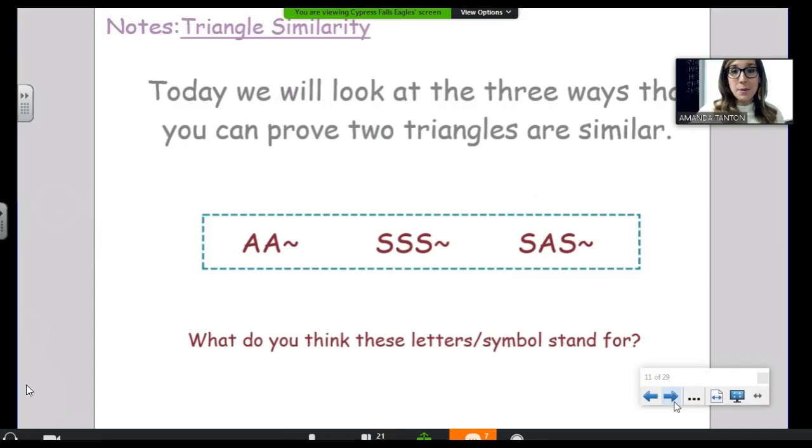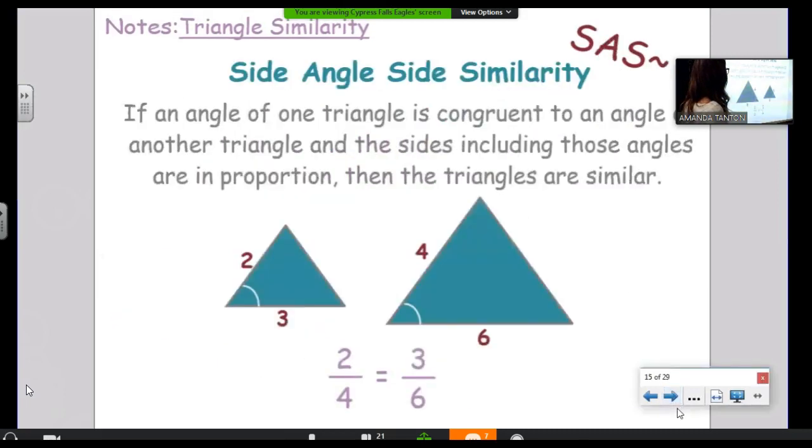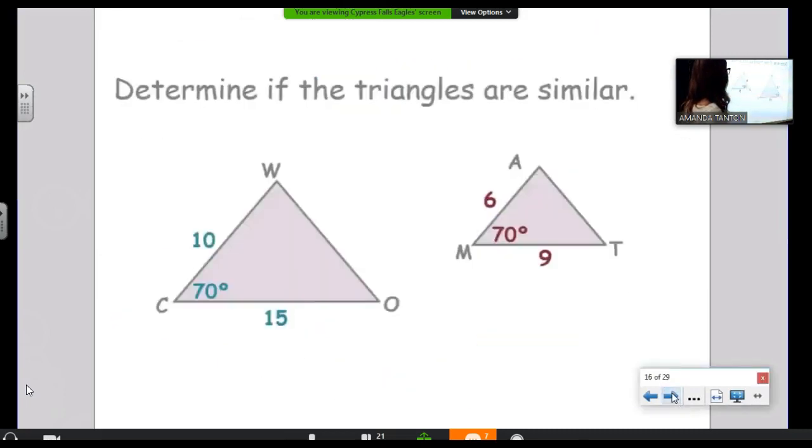All right, we're going to try some examples, and then our lesson's over. Easy lesson today. I'm skipping all of those because you don't need to write them down. We're going to start here. Determine if the triangles are similar. I'll give you a minute to sketch it quickly.